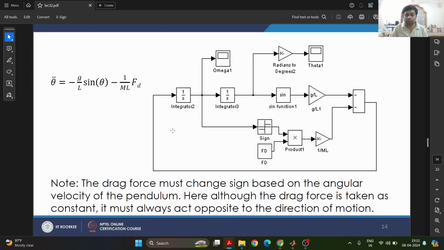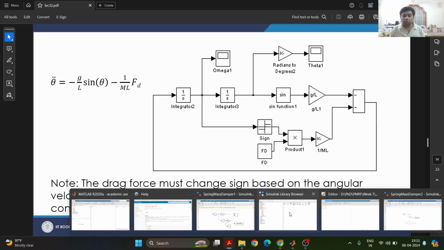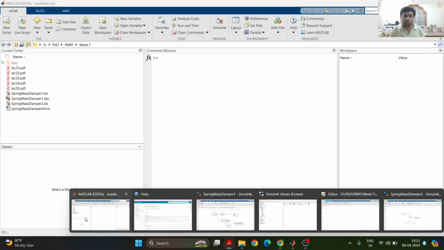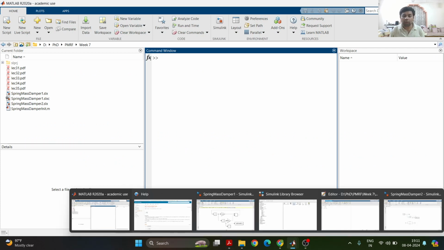So this sign block, how does it take care of it based on the velocity? I mean, it should be opposite. How will it take that? Not only the velocity, do we need to give anything in that block definition? Okay, fine. So we'll look at it. Let us first go through the model.